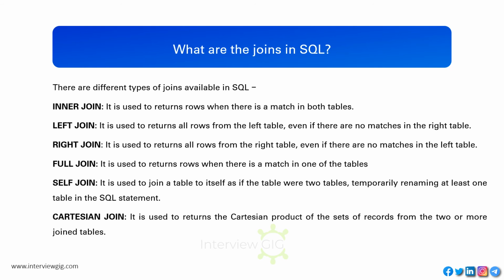Self join: it is used to join a table to itself, as if the table were two tables, temporarily renaming at least one table in the SQL statement. Cartesian join: it is used to return the Cartesian product of the sets of records from the two or more joined tables.